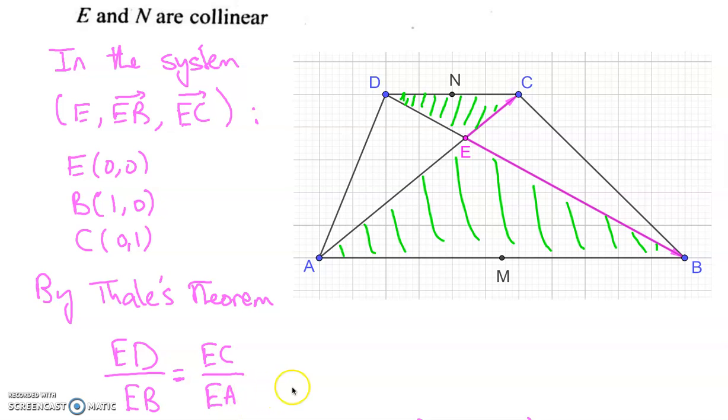I want to write things in terms of vectors, because I need relations that have vectors in this lesson in order to be able to find the coordinates of D and A. You know that the coordinates of D are the same as the components of vector ED, and the coordinates of A are the same as the components of vector EA. So let's transform this into vectors. If I take some number K such that ED equals K EB, notice, since ED and EB are collinear, I can say ED is equal to K EB.